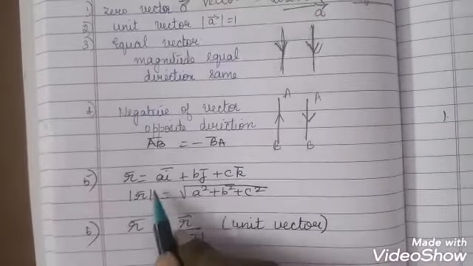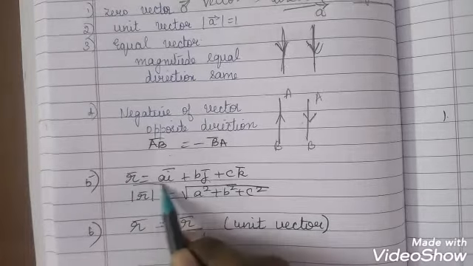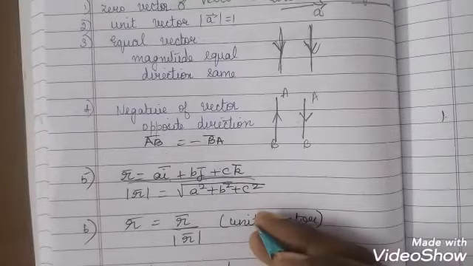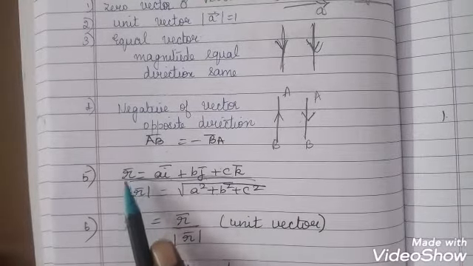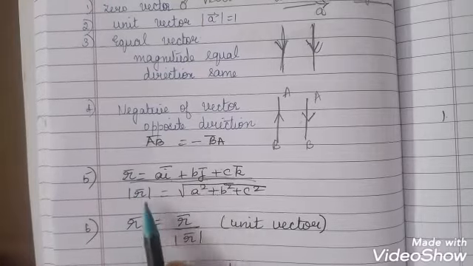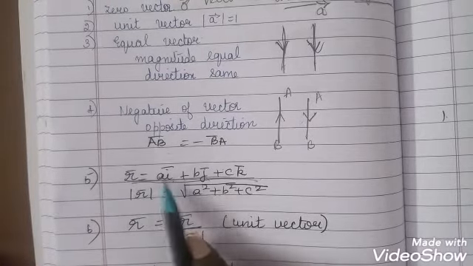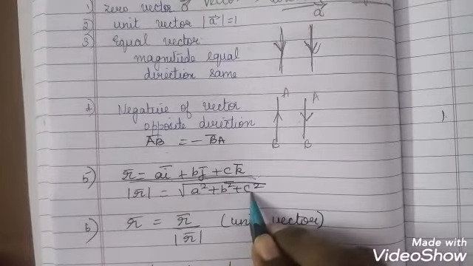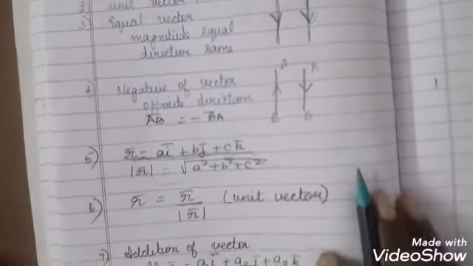Let R vector be equal to a i vector plus b j vector plus c k vector. So in this case it's given as a vector quantity. How do you find out the magnitude of this vector quantity? The magnitude is nothing but modulus of R vector is equal to square root of, the coefficients of i, j, k, that is a squared plus b squared plus c squared. This is the magnitude of this vector quantity.